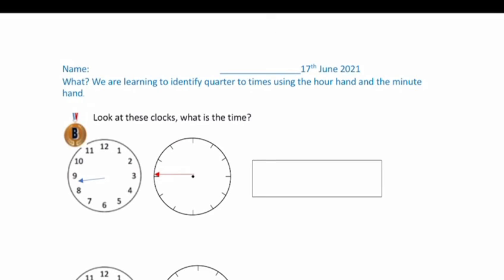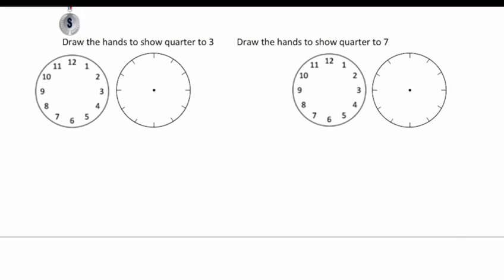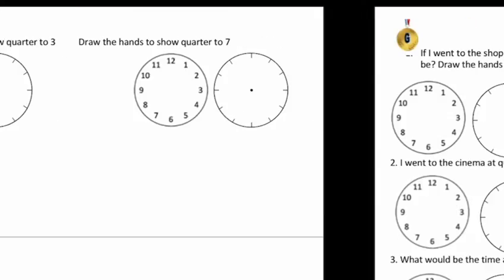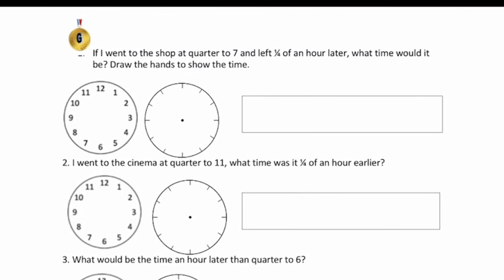So here is what your worksheet will look like today. The learning objective is we are learning to identify quarter to times using the hour hand and the minute hand. Like the rest of the week, I want you to start with bronze and work your way through at your own pace. For bronze, you are just looking at these clocks and identifying what the time is. For silver, you are drawing the hands to show the quarter to times. And then for gold, you have worded problems where you need to work out the time 1/4 of an hour later or 1/4 of an hour earlier.